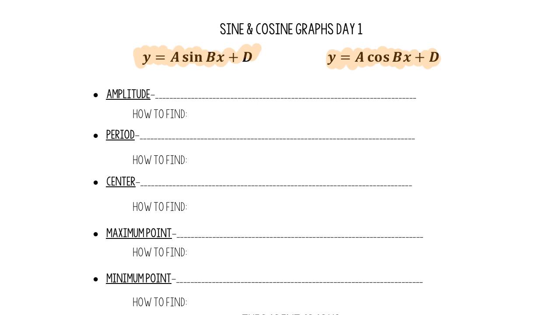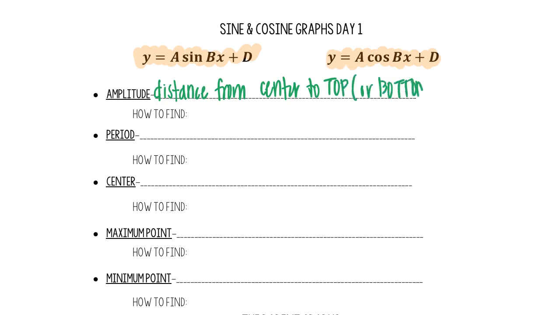You might have heard of the word amplitude in your science classes when talking about waves, but all an amplitude is the distance from the center to the top of the curve or the bottom of the curve. So if you're thinking about your sine curve, the amplitude is the distance from the center to the top, or from the center to the bottom.